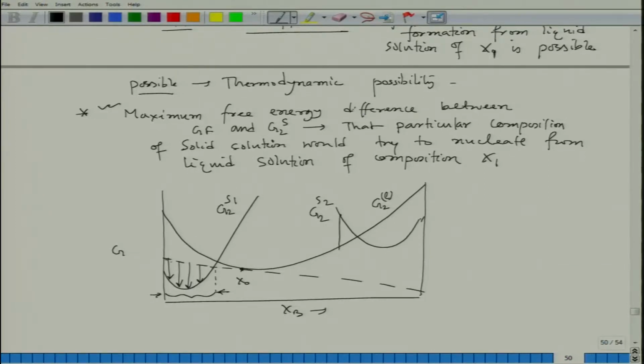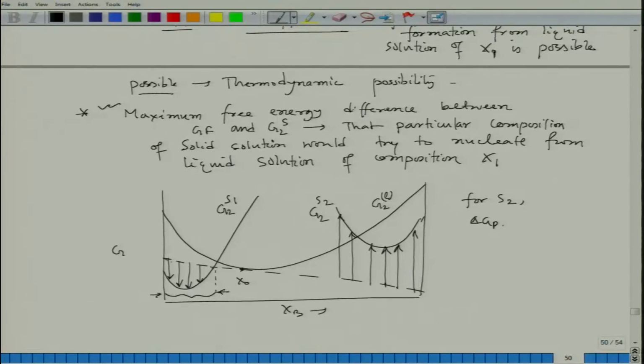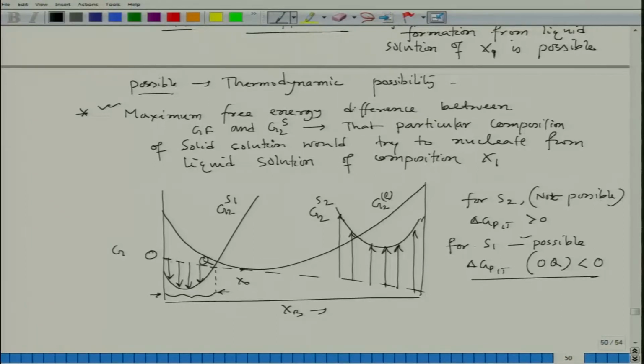But what happens to S2? If I try to see S2, every time I have to form S2 from that particular liquid composition, I could see that there is increase in free energy. So, for S2 delta G P-T greater than 0, for S1 if I give a notation as OQ, S1 delta G P-T between OQ less than 0. So, S1 is possible, S2 not possible.